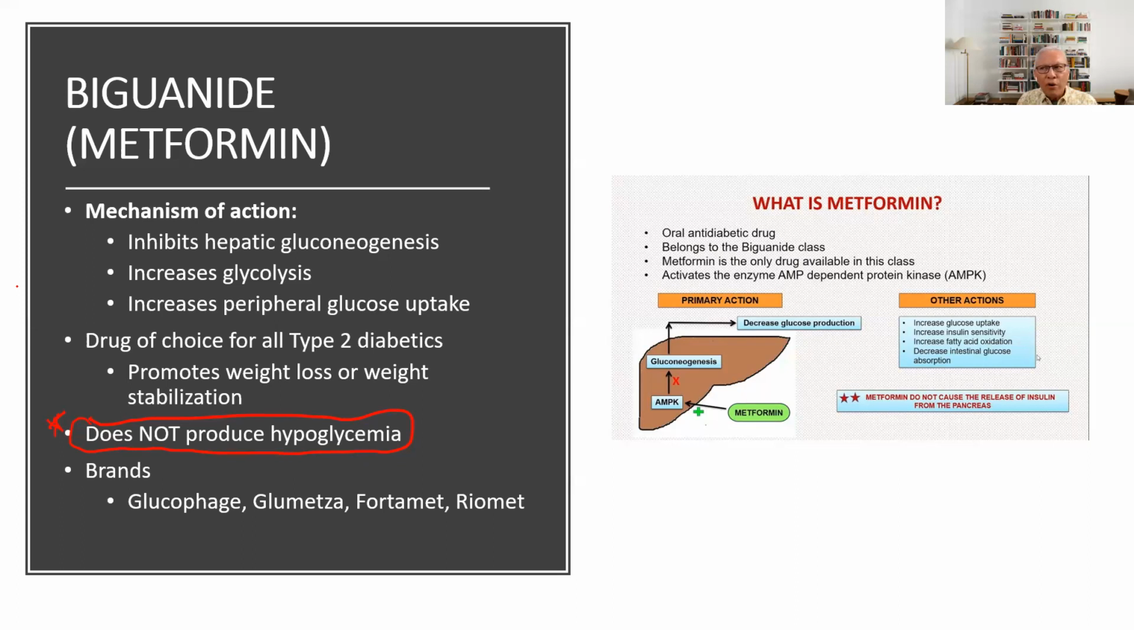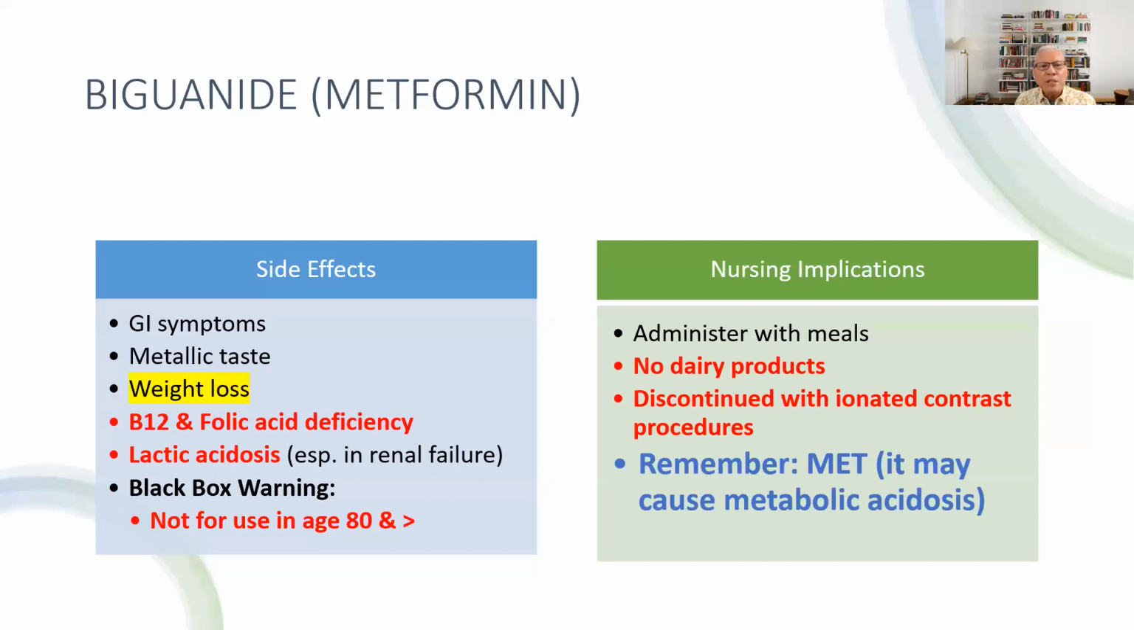So the brands for metformin or biguanide could include your Glucophage, your Glumetza, Fortamet, or Riomet, Glucophage being the most common and the most popular of all these brands. Okay? All right. So let's take a look now at the important things that you need to remember about metformin or your biguanides by talking about the common adverse reactions. So what are the common adverse reactions? Well, GI symptoms, a metallic taste, and weight loss.